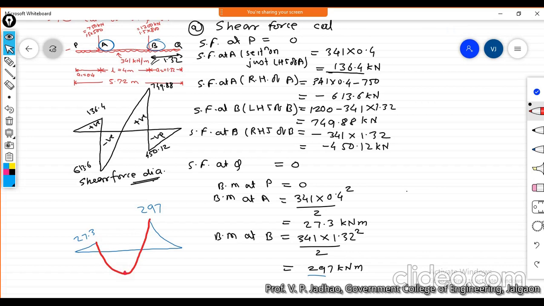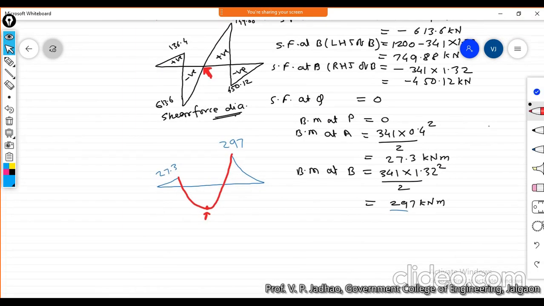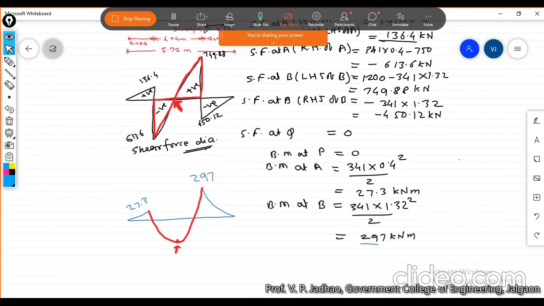Point of maximum bending moment will be at a point where the shear force is zero, because your bending moment will be maximum when shear force is zero, and we have to find out this point where the shear force is zero. Now how can we find out this particular point? We know these two triangles for this shear force diagram. By using similarity of triangles, we can find out the position of this zero shear.